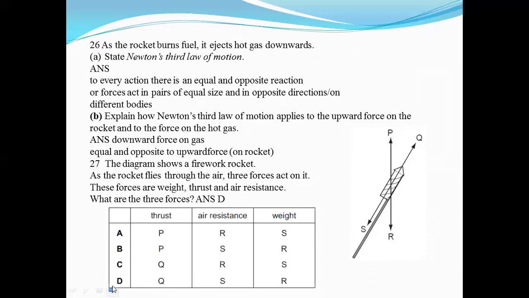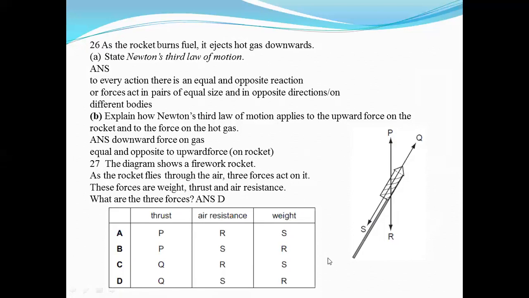Hot gases, they are moving downward. When the fuel inside the rocket burns, gases are produced and they move out in the downward direction. That is the action. Now, what is the reaction? As a reaction, there is a force acting on the rocket, exerted by the gases on the rocket in the upward direction. And both these forces have equal magnitude, but their direction is opposite.